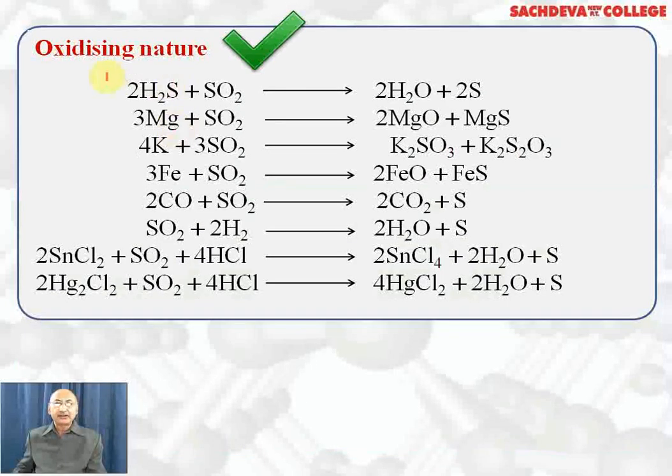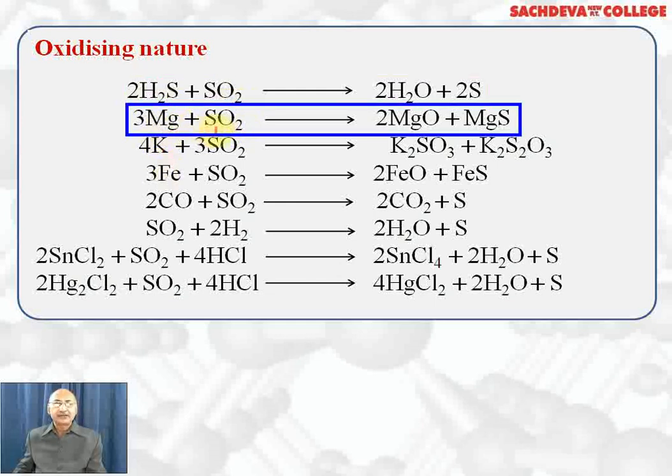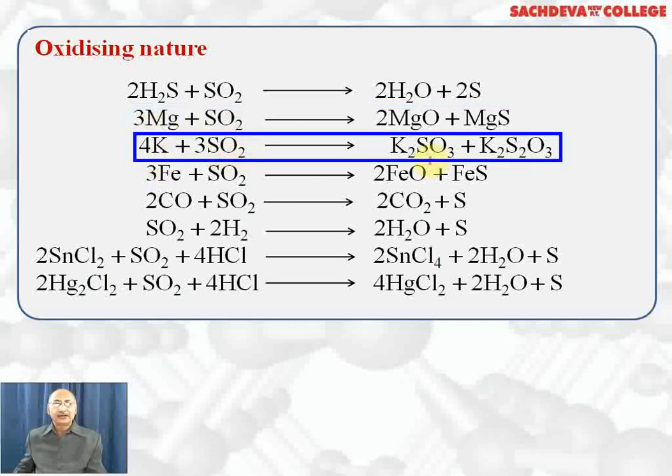It also acts as an oxidizing agent. If H2S reacts with sulfur dioxide, we get colloidal sulfur and water is formed. In this reaction, sulfur dioxide is an oxidizing agent, H2S is a reducing agent. Now, magnesium reacts with sulfur dioxide. It gives magnesium oxide and magnesium sulfide. Here, sulfur dioxide is acting as an oxidizing agent, magnesium is acting as a reducing agent. Potassium reacts with sulfur dioxide to form potassium sulfite and potassium thiosulfate. Here SO2 is an oxidizing agent, potassium is a reducing agent.